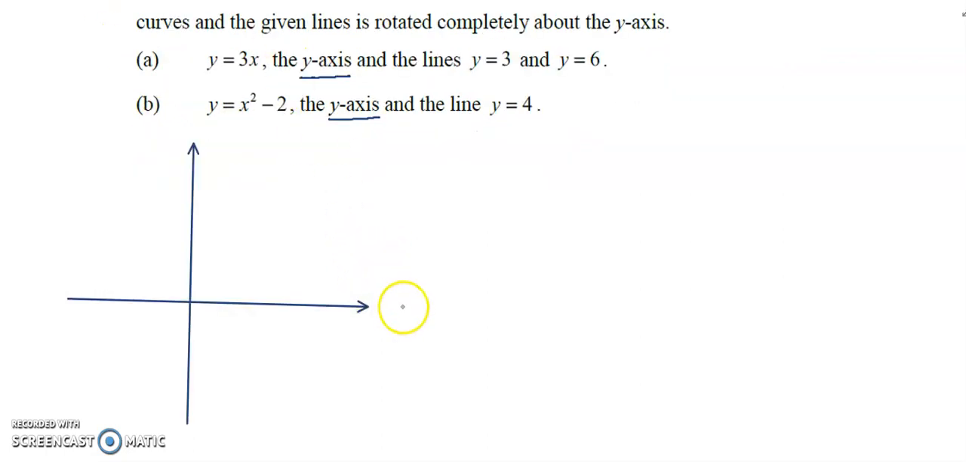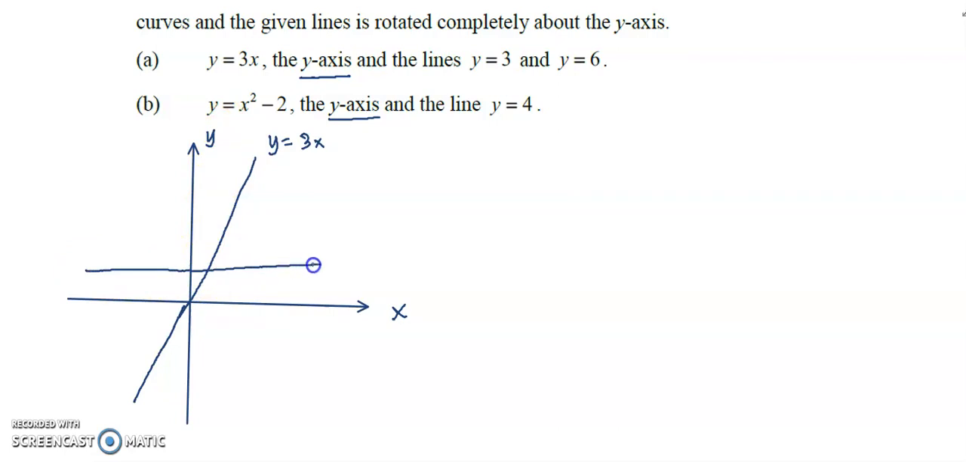So I have the x-axis and y-axis. y equals 3x is a straight line that passes through the origin and is very steep. Now the region is bounded by this curve, the y-axis, and the line y equals 3. So y equals 3, you can sketch it somewhere here. This is y equals 3, and y equals 6. Then you can just shade the region that you want.